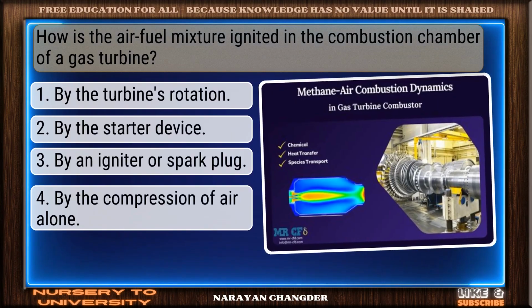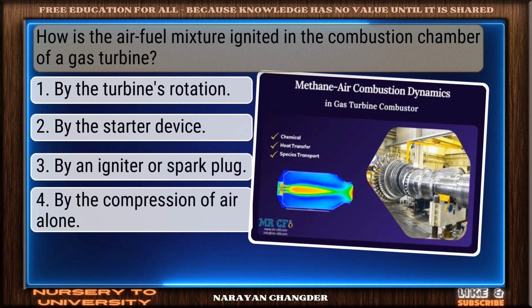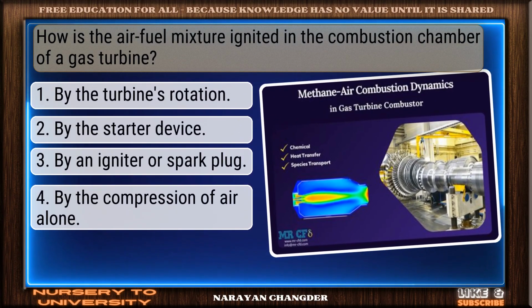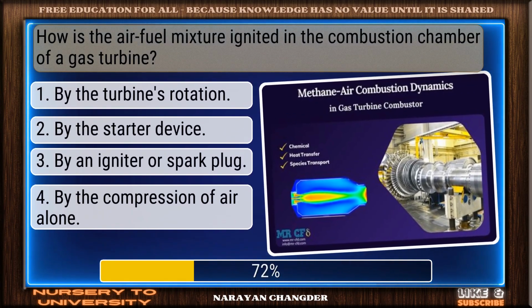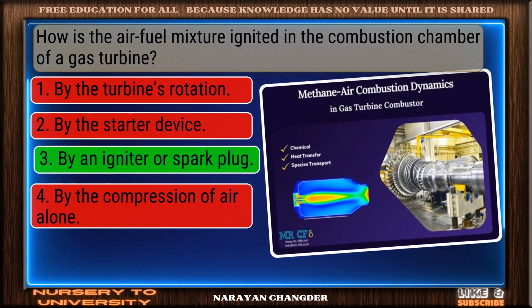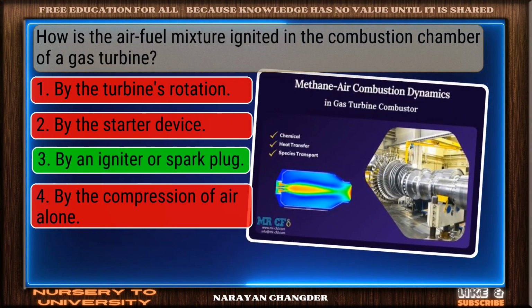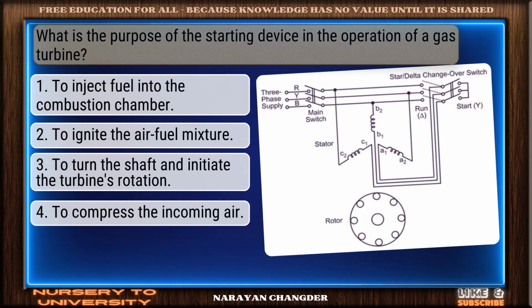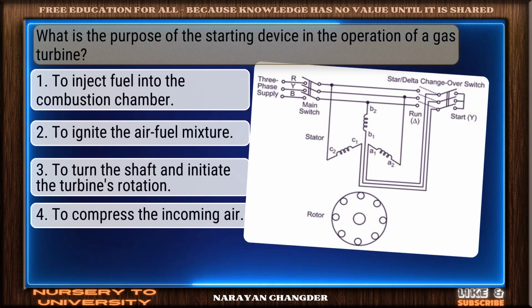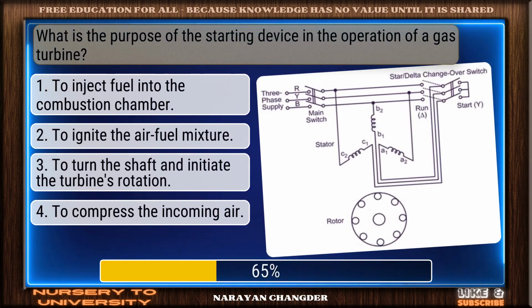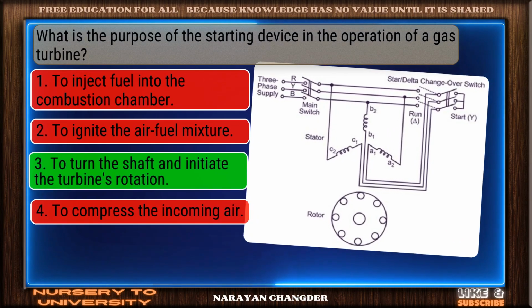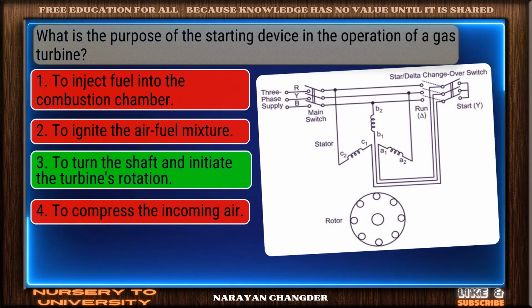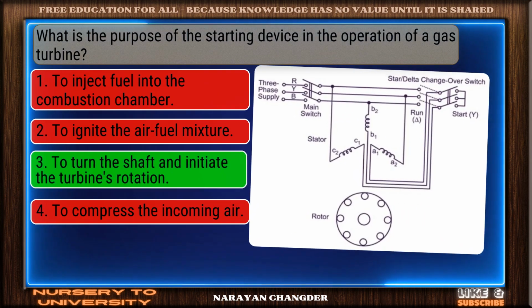How is the air-fuel mixture ignited in the combustion chamber of a gas turbine? Valid point. By an igniter or spark plug is true. What is the purpose of the starting device in the operation of a gas turbine? Correct response. To turn the shaft and initiate the turbine's rotation is the most accurate answer.